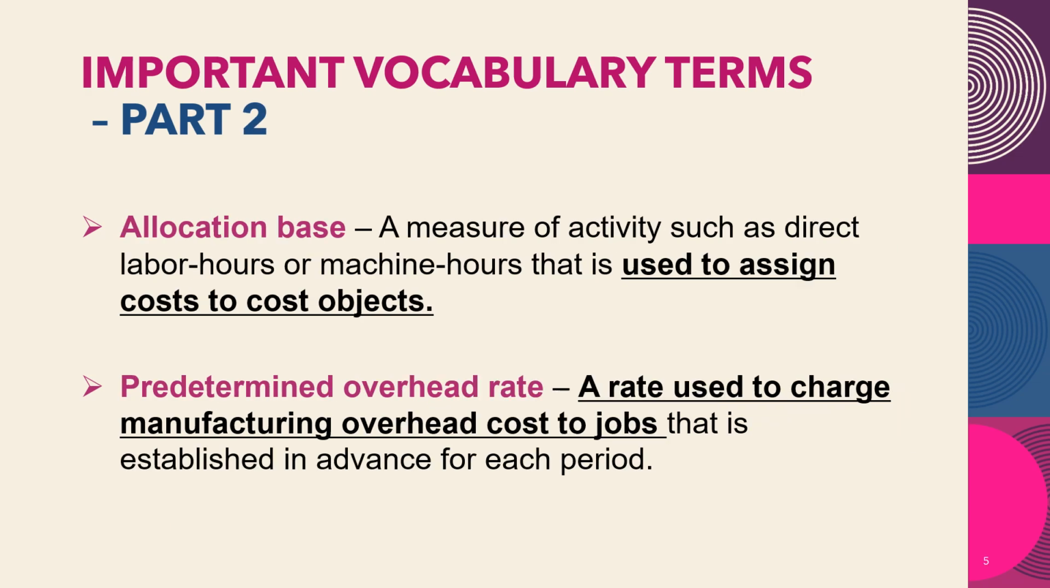Allocation base is a measure of activity, such as direct labor hours or machine hours, that is used to assign costs to cost objects. Predetermined overhead rate is a rate used to charge manufacturing overhead costs to jobs that is established in advance for each period.